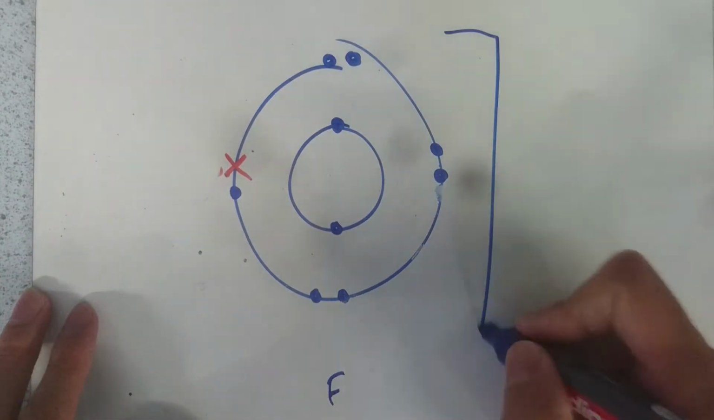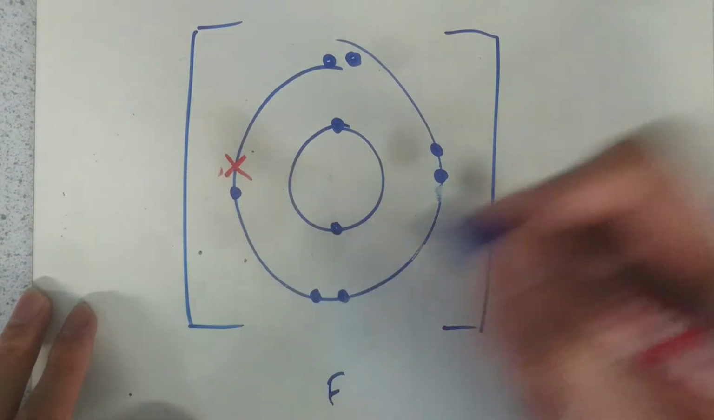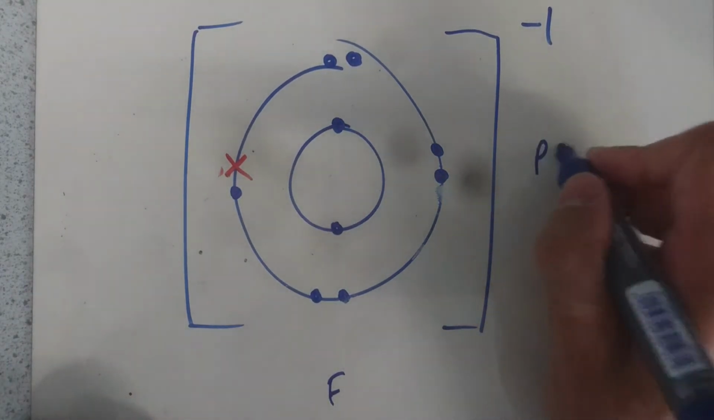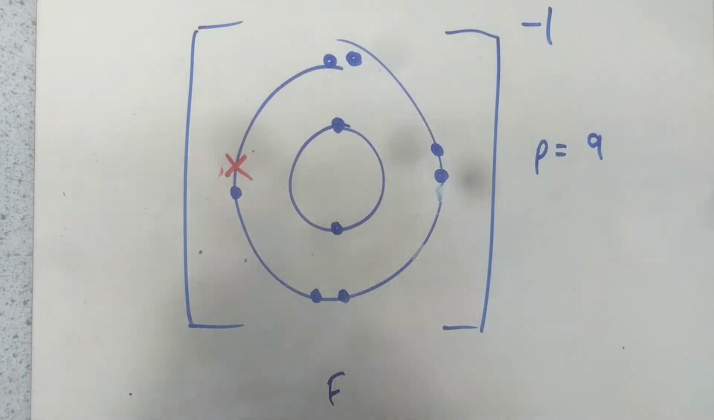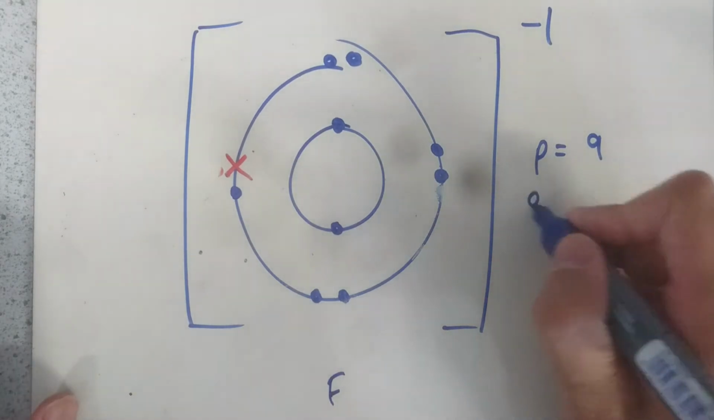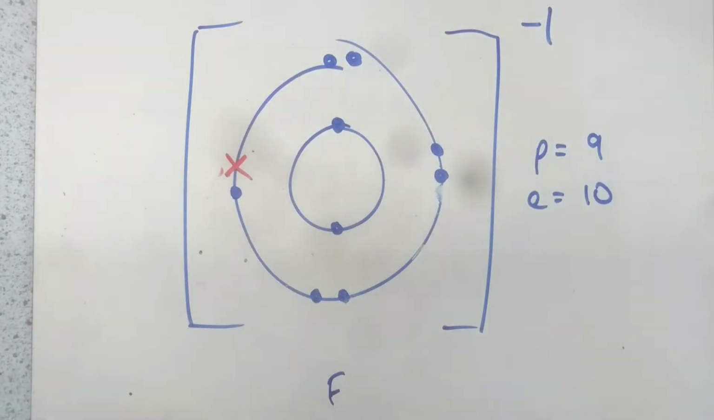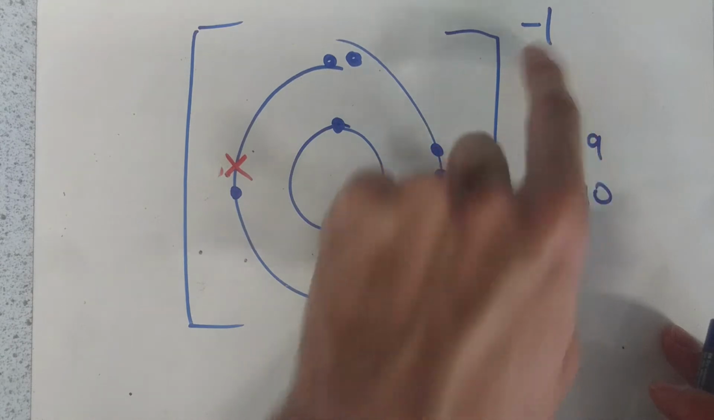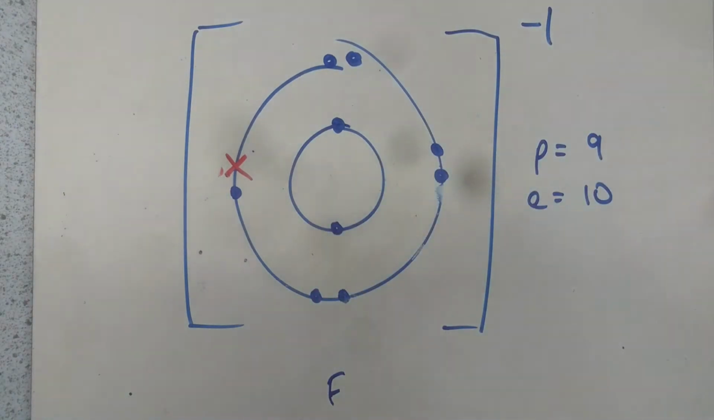This fluorine will then become -1. This is because it's still only got 9 protons. We haven't changed the number of protons at all, but it now has gained an extra electron. So because it's gained that extra electron, it's slightly more negative, and it's one more negative. So one more negative charge, so therefore -1 in fluorine.